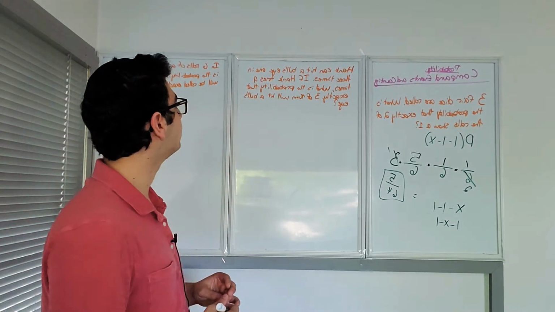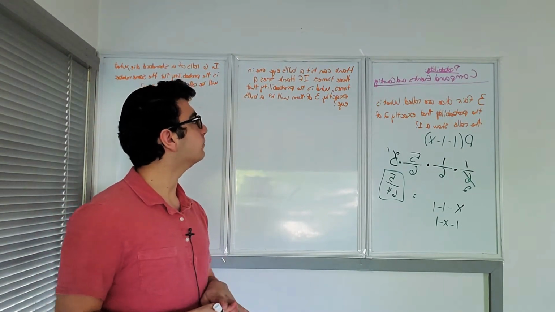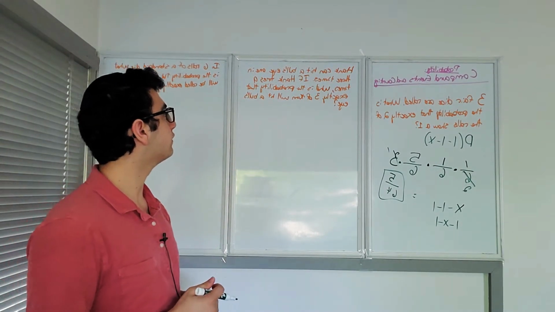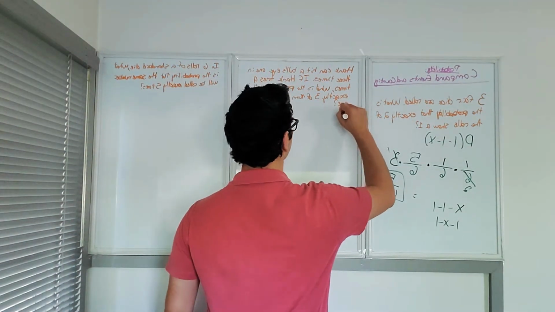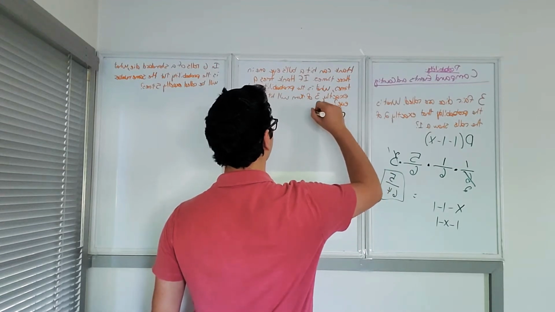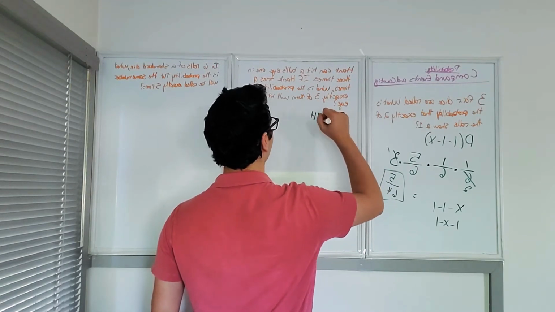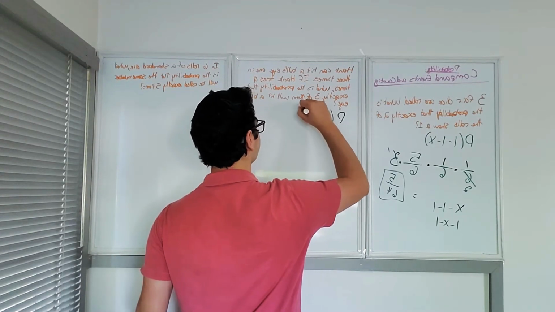Hank can hit a bullseye 1 in 3 times. If Hank tries 9 times, what is the probability that exactly 3 of them will hit a bullseye? So we'll say that's a hit. Exactly 3 of them hit, and that means that exactly 6 of them miss.